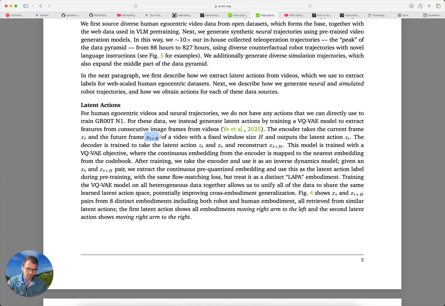So you have an encoder which takes two images, image t and image t plus h. Then it generates a latent variable, and then you reconstruct the t plus h image using the latent actions and the initial image. So what the model learns is what kind of actions it needs to take to get from the initial image to the second image, which is the image h time steps later. Now, it is not exactly learning the exact actions, but it's learning higher level actions.